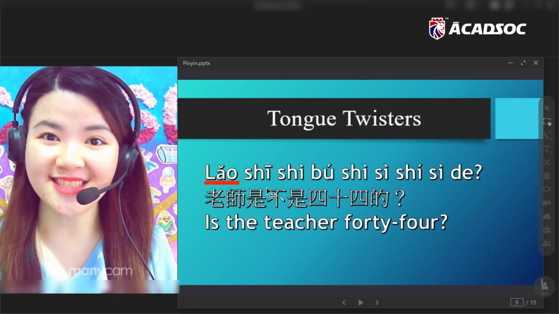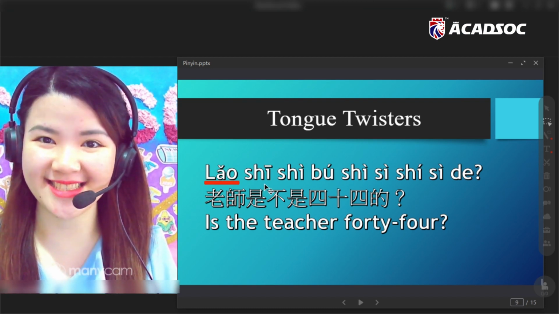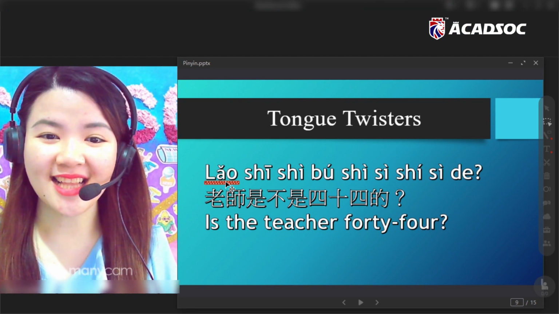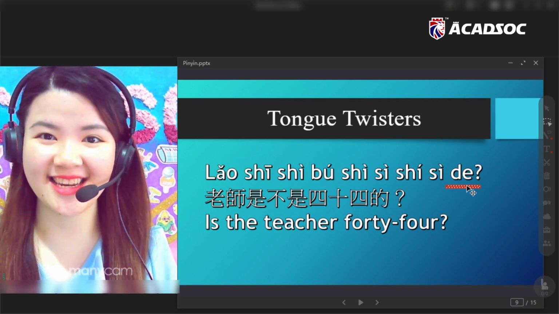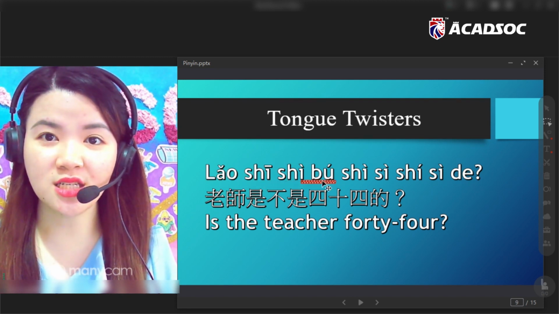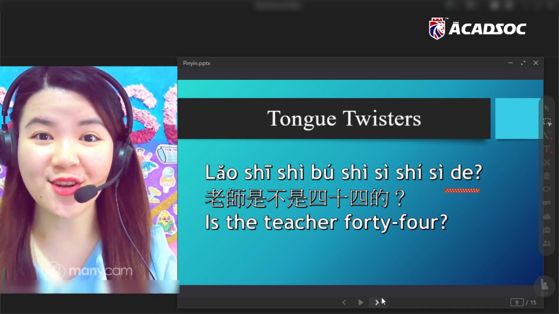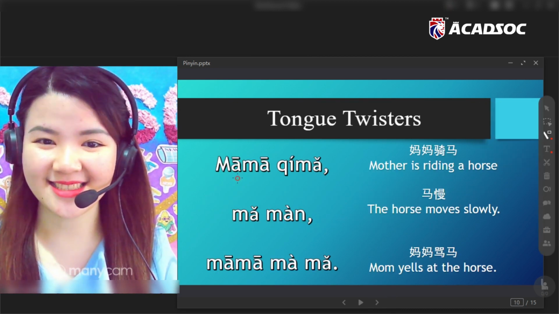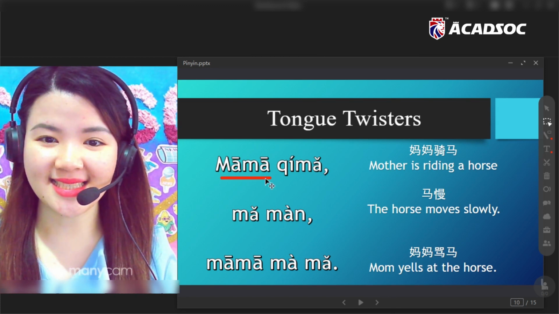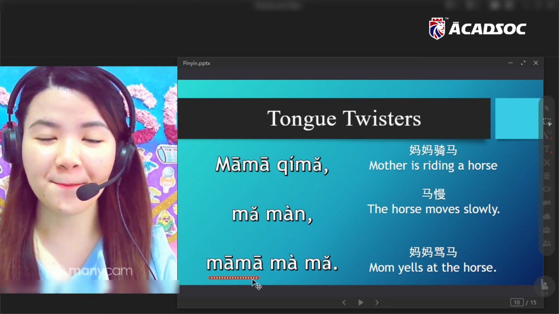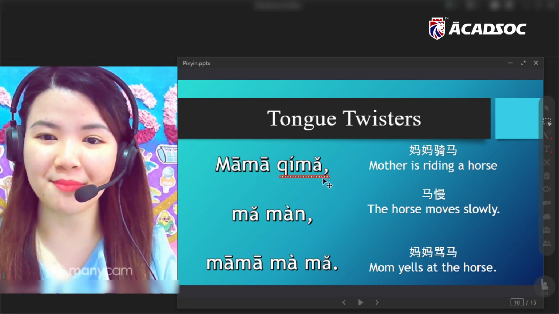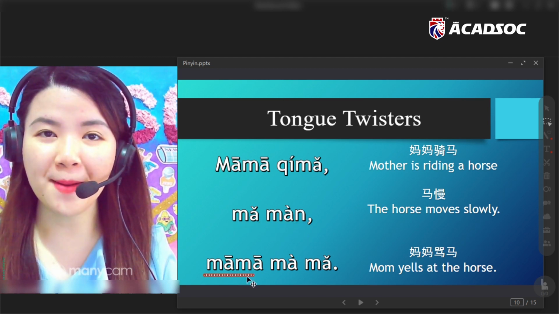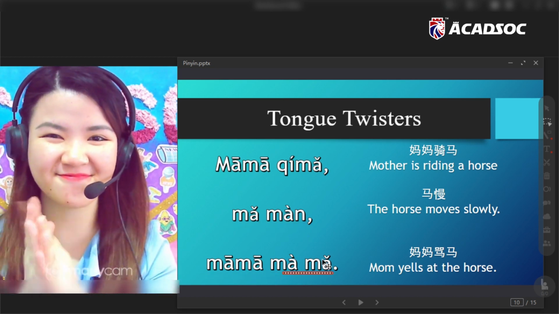To practice our pronunciation, let us try saying these tongue twisters. Are you ready? Let's begin. 老师是不是四十四的? Let's try it again. 老师是不是四十四的? Great job! Let's try another one. 妈妈骑马. One more time. 妈妈骑马. Perfect.